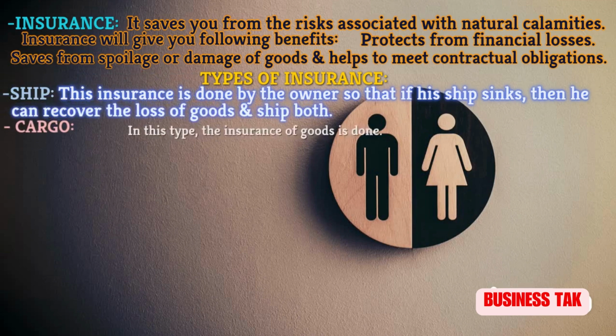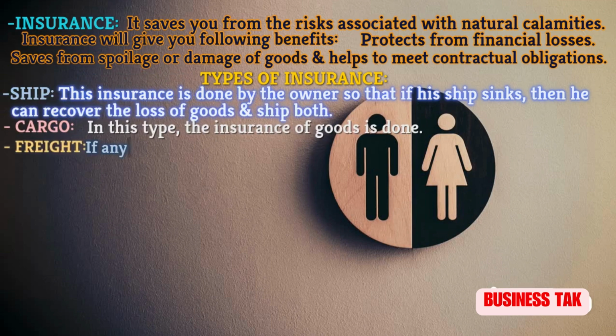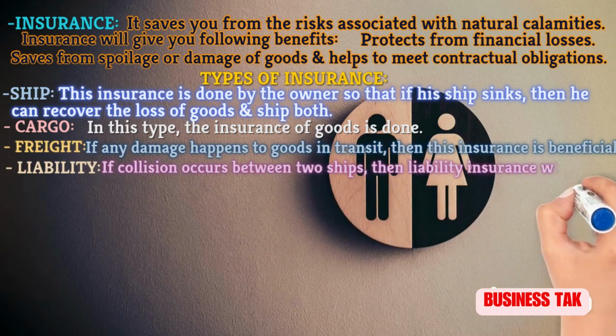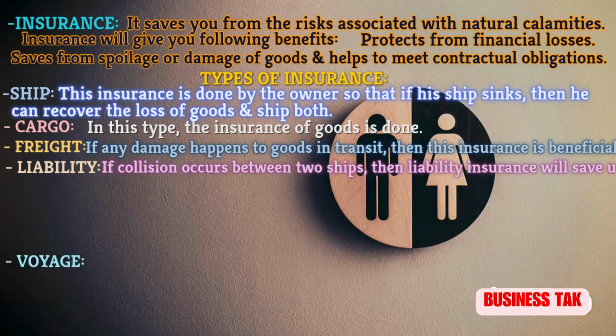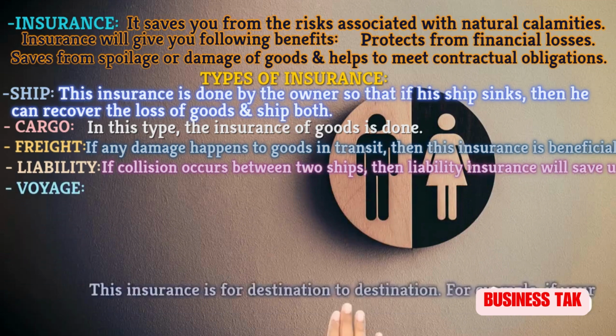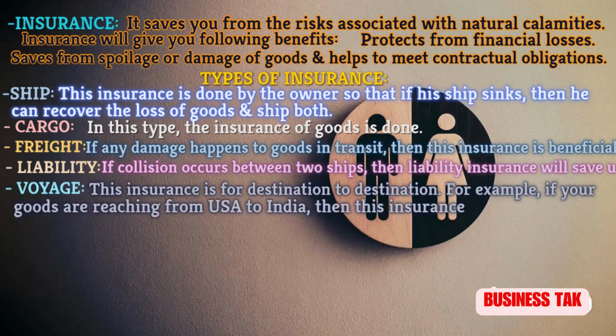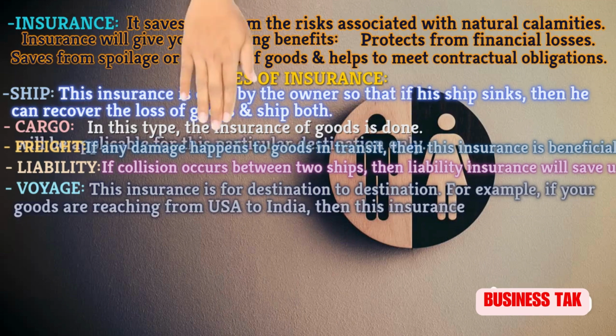Cargo. In this type, the insurance of goods is done. Freight. If any damage happens to goods in transit, then this insurance is beneficial. Liability. If collision occurs between two ships, then liability insurance will save you. Voyage. This insurance is for destination to destination. For example, if your goods are reaching from the USA to India, then this insurance will be applicable for this particular destination only.